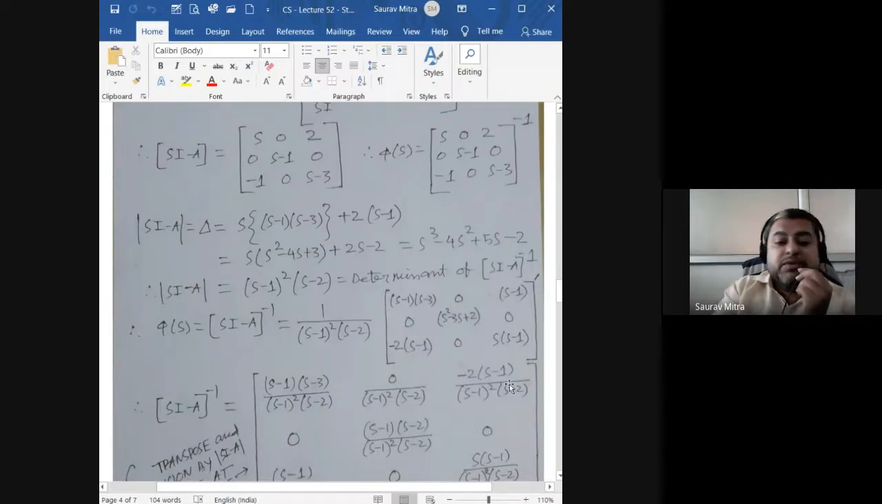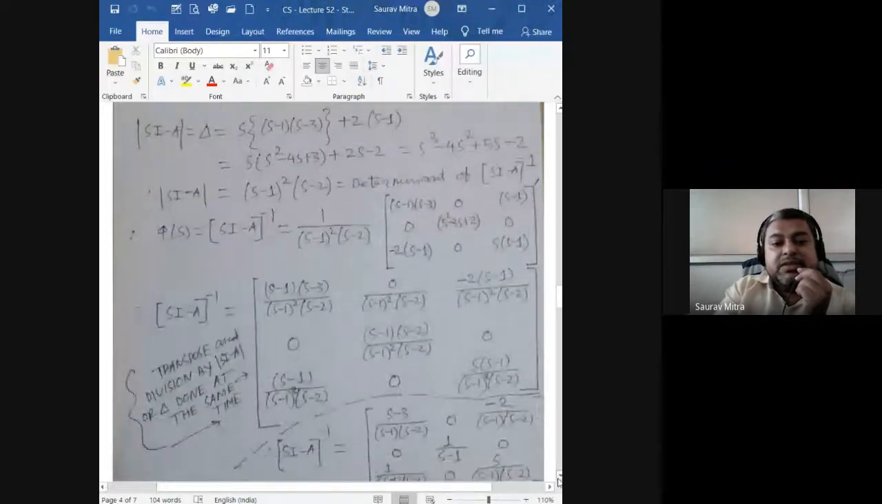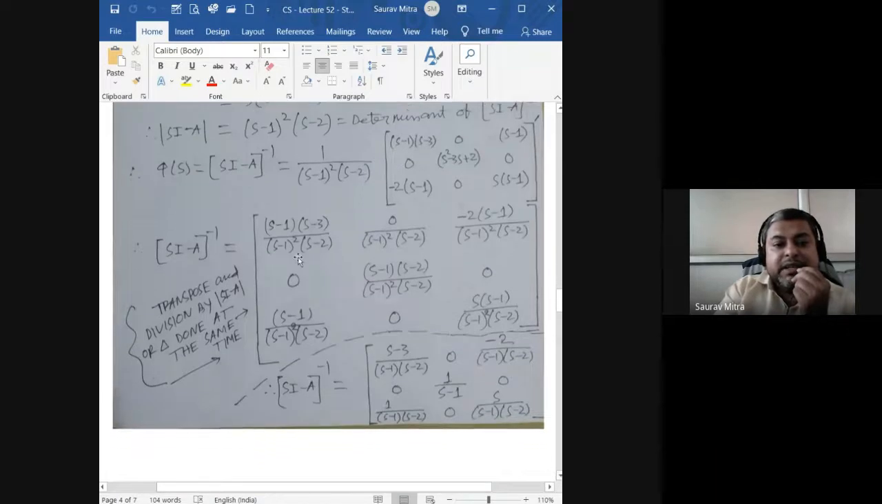Then what I'm supposed to find out is the matrix of cofactors and all these things. So this is how it is found out, and then adjoint, cofactor, all those things you do. So this is actually sI minus A inverse. And then what you have to do is divide by the denominator. So this is (s minus 1)(s minus 3) over (s minus 1) square (s minus 2). That means numerator will be s minus 3, denominator will be (s minus 1)(s minus 2). This is what I have written.